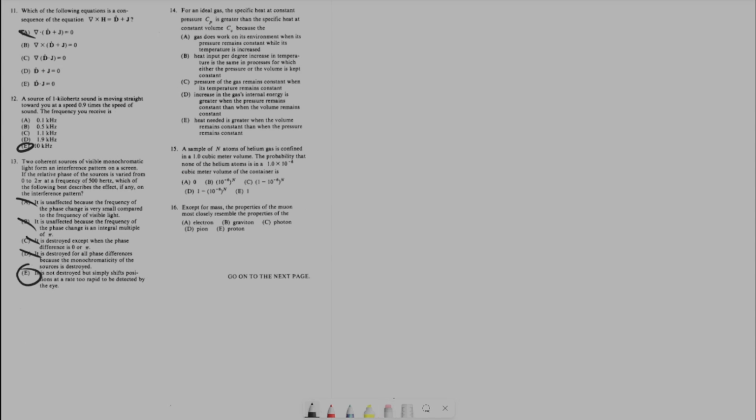For an ideal gas, the specific heat at constant pressure, Cp, is greater than the specific heat at constant volume, C sub V, because... Let's go through. Gas does work on its environment when its pressure remains constant while its temperature is increased. So let's draw a little diagram to help us understand. Let's go with Cp. So I have some box with a piston, and it's pushed down there.